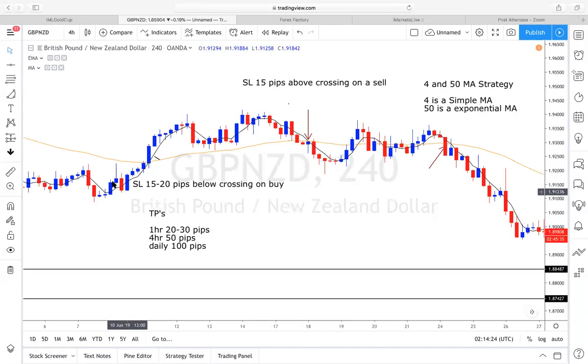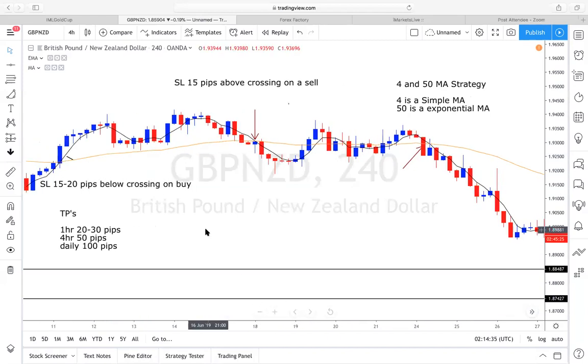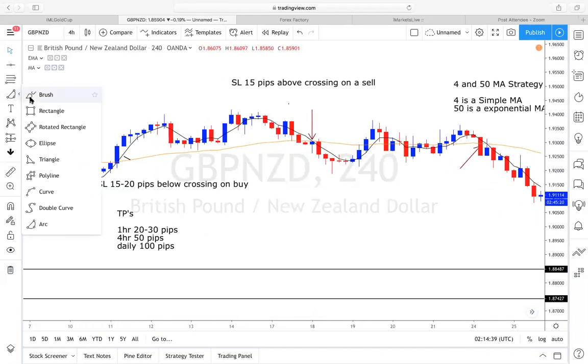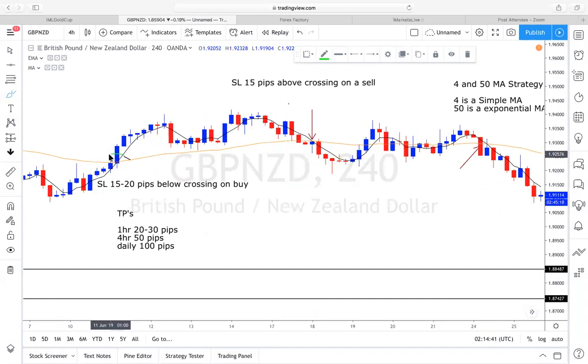So, the 4 is the black line. The 4 simple is the black line. The 50 is the orange one. Anytime the 4 crosses the 50 like it did here, let me make it bigger. You see right here it crossed. I'm gonna show you. Right here it crossed. See right here? It crossed. Yeah, this works for Bitcoins.